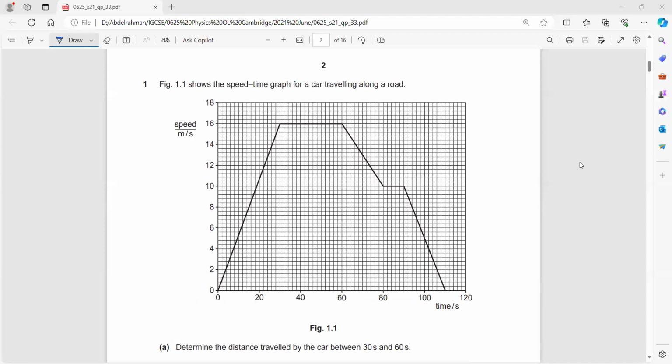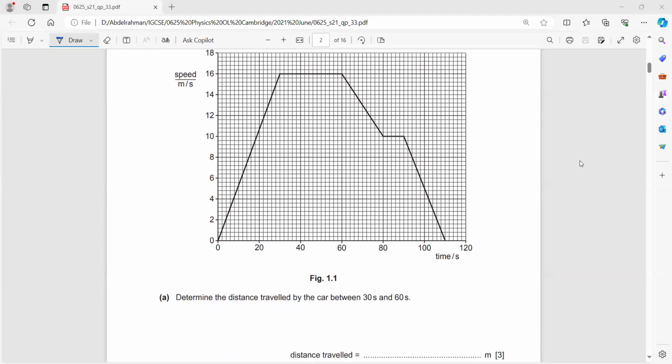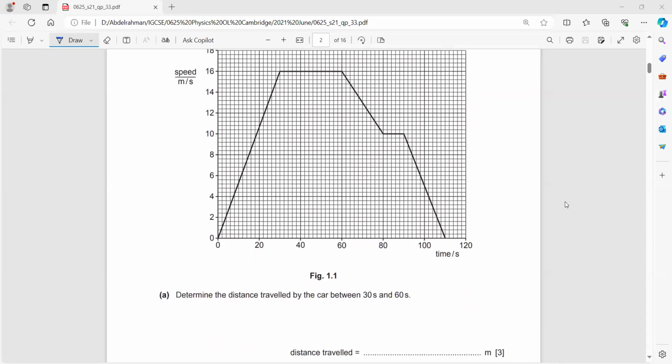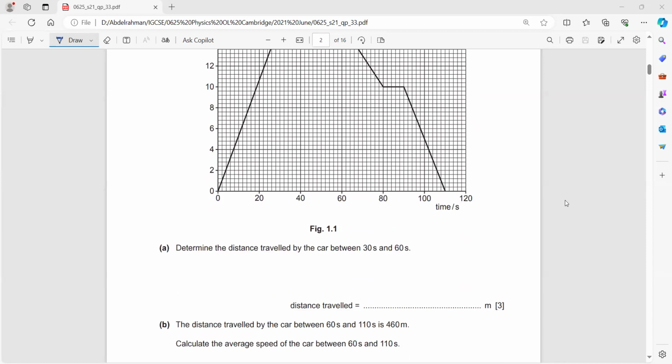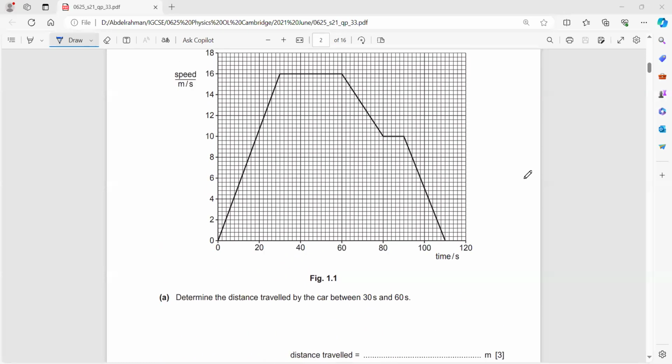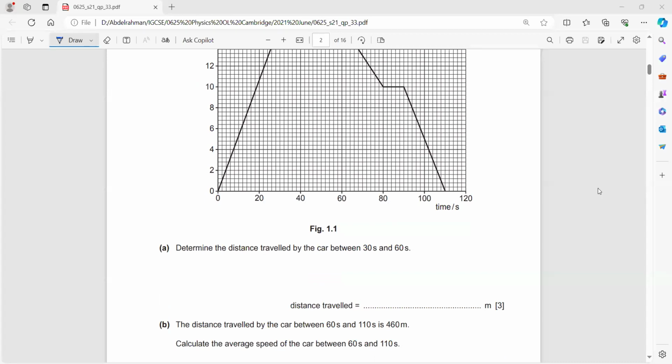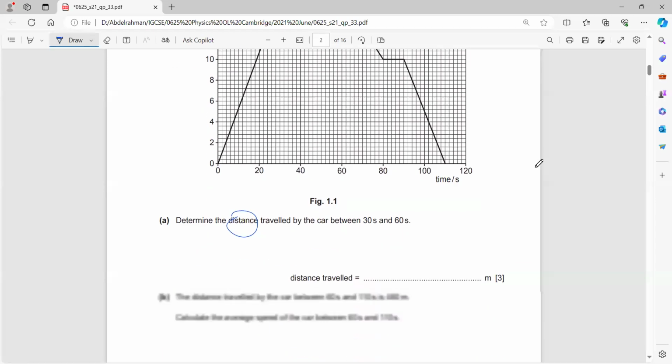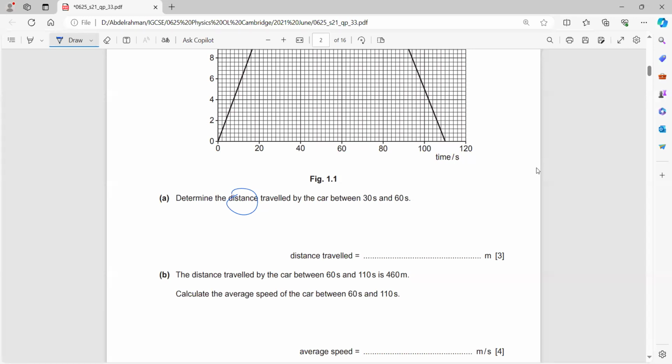Here I have a speed time graph, traveling along a road. Determine the distance traveled by the car between 30 and 60. Whenever it says distance in a speed time graph, what should I say? I have to say area under the graph. You cannot say that distance equals speed times time. Never say that. Whenever you have a speed time graph, you have to write distance equals area under the graph.